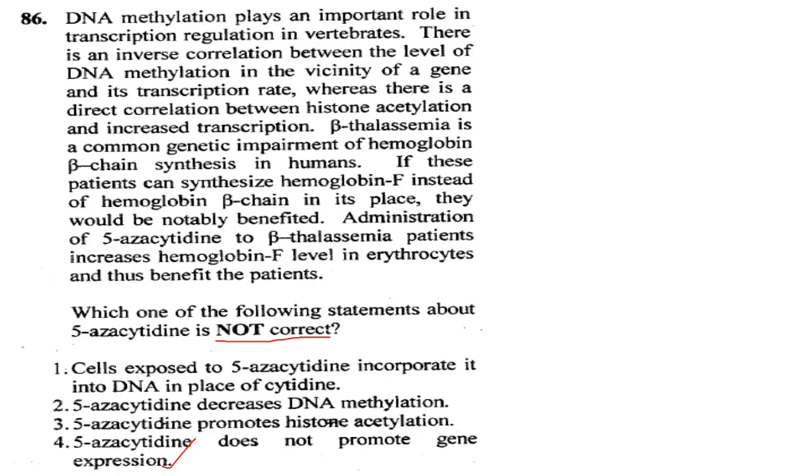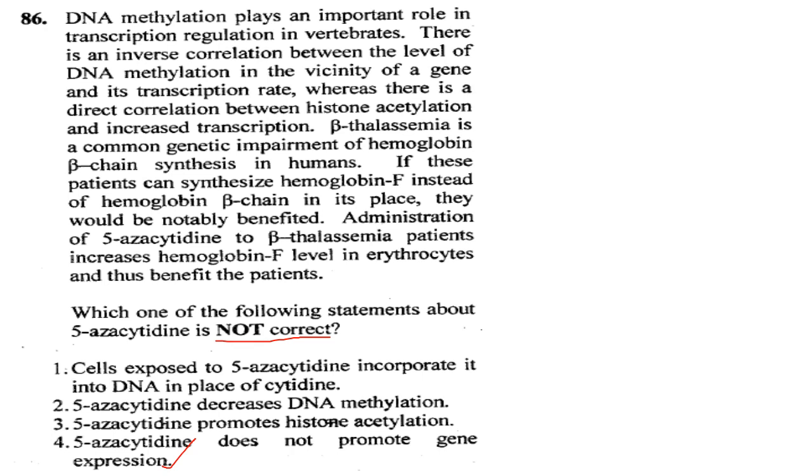Next question. DNA methylation plays an important role in the transcription regulation in vertebrates. There is an inverse correlation between the level of DNA methylation in the vicinity of a gene and its transcription rate. So when DNA methylation increases, transcription rate decreases. That is what they meant by that sentence. Whereas there is a direct correlation between histone acetylation and increased transcription. So if histone acetylation increases, it increases transcription.